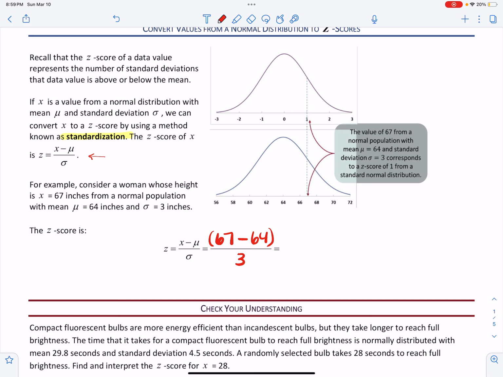So calculating my value here, I get a z-score of 1. And that tells me that this value, a height of 67 inches, is 1 standard deviation above the mean. And what happens is when we want to look at a probability, which you're going to see in the next video, we can take a z-score, like 1, to our standard normal table, and the area that corresponds to that z-score is the same thing as the area that corresponds to the value of x.